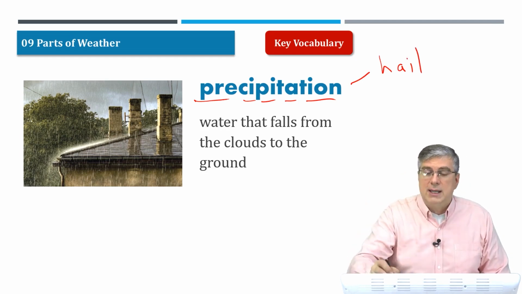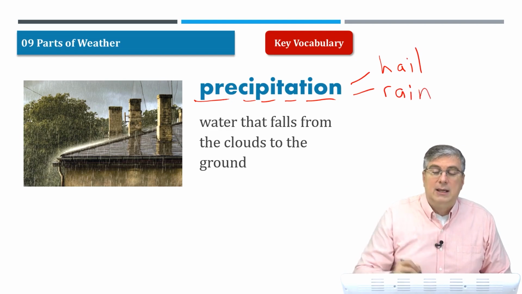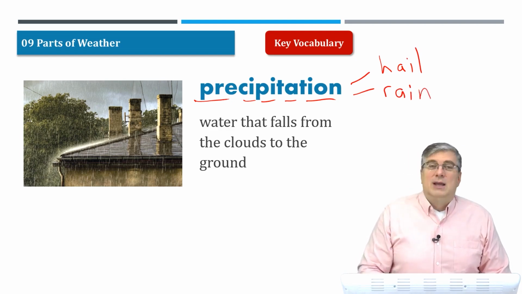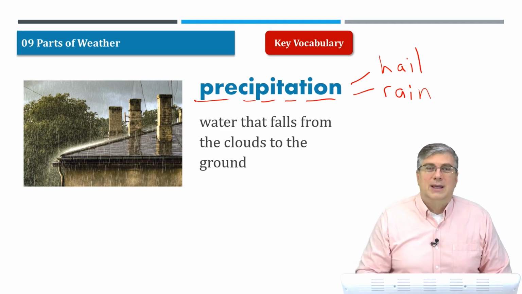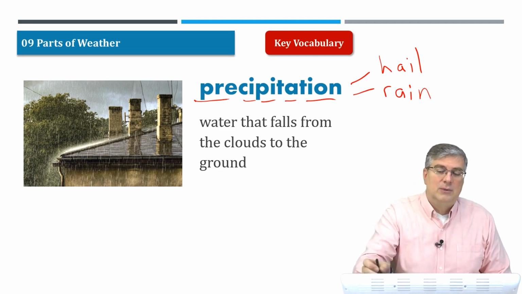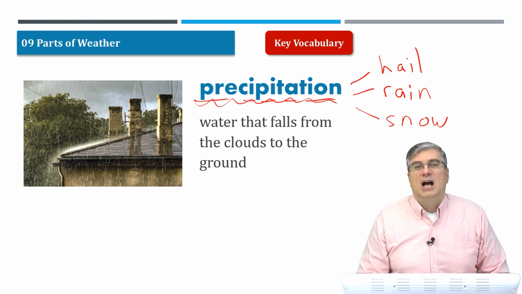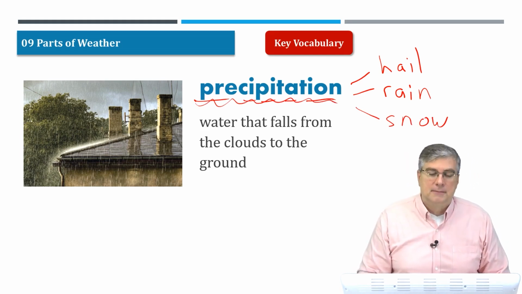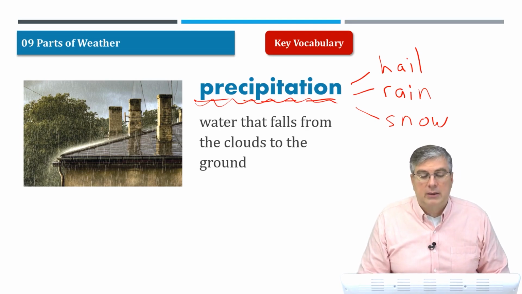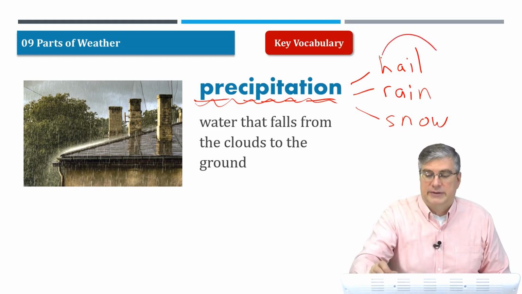Now, usually, when we talk about precipitation, we're talking about rain. But when it's winter time, the rain, of course, is liquid water. In the winter, the water freezes, and it could come down as hail, but usually it comes down as snow. So there are many different types of precipitation. It's just water that falls from the clouds to the ground. Okay, so good. Precipitation, big word, but it covers many different types.